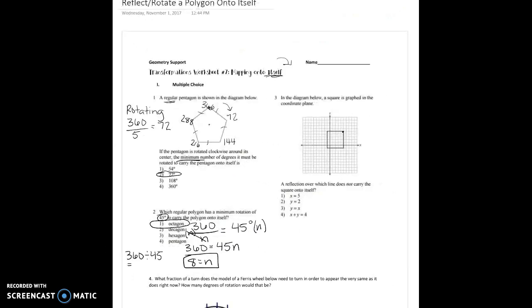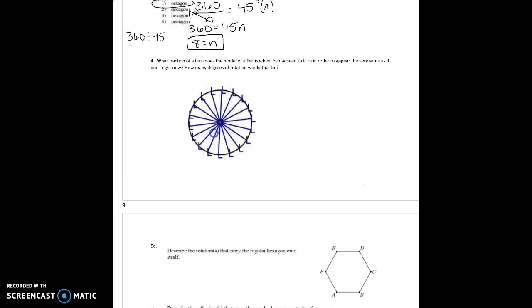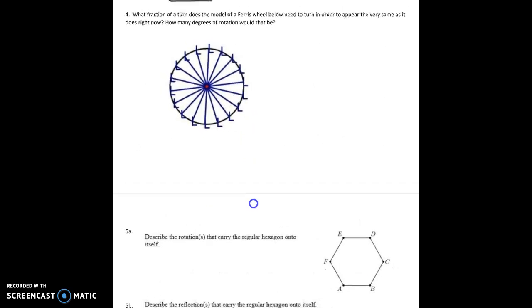Let's see if I can pinch this and make it a little smaller. Okay. All right. In number 4, what fraction of a turn does the model of a Ferris wheel need in order to appear the very same? How many degrees is it? Okay, so what we need to do is think about this as a polygon with the number of seats as the number of sides. So there's 1, 2, 3, 4, 5, 6, 7, 8, 10, 11, 12, 13, 14, 15, 16, 17, 18. So this is kind of like a polygon with 18 sides.